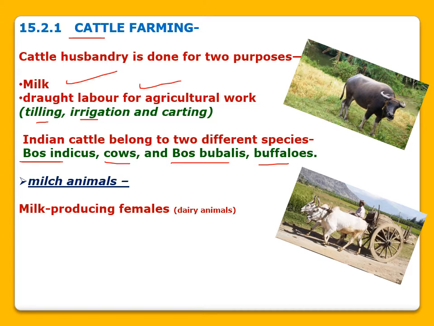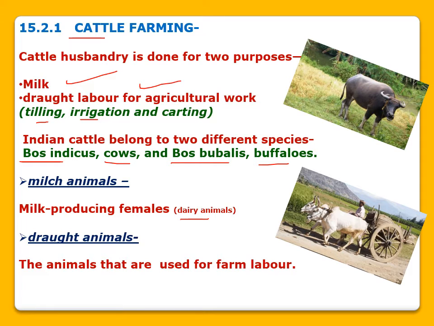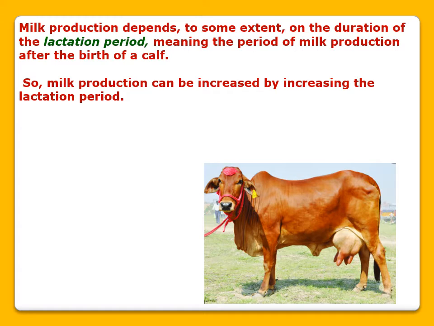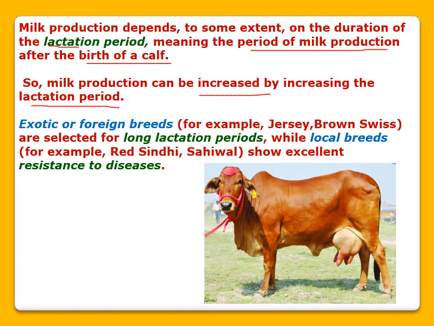So the animals that are milk producing animals are milk animals, means they are females and they are dairy animals. And the animals that are used for labor, they are known as draught animals. So animal husbandry is done for these two types of animals, milk animals and draught animals. Milk production depends to some extent on the duration of the lactation period. Lactation period meaning the period of milk production after the birth of a calf. So milk production can be increased by increasing the lactation period of the animal. So this is the one way of increasing the milk production.